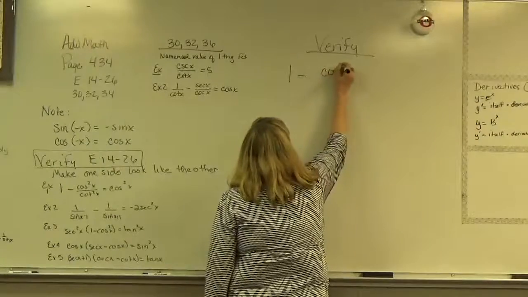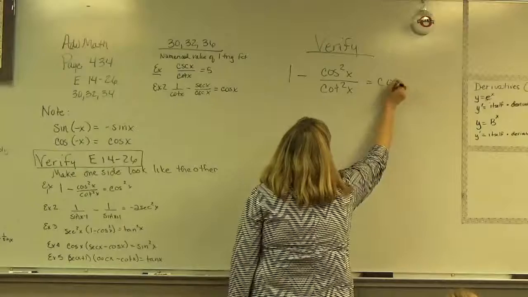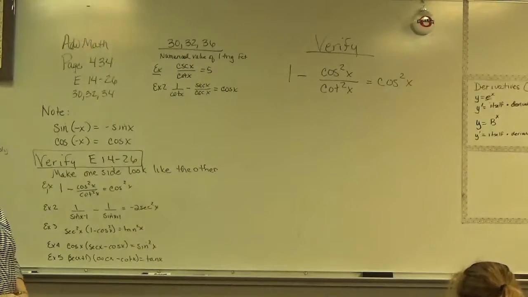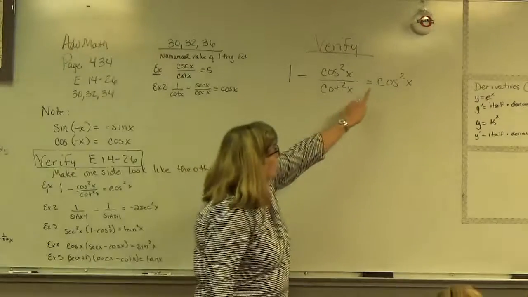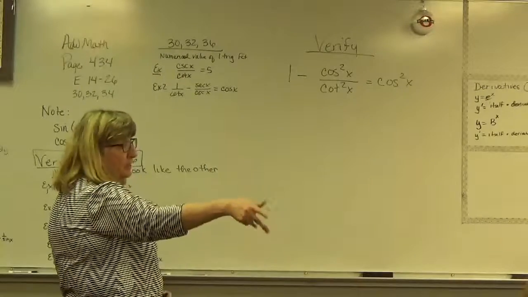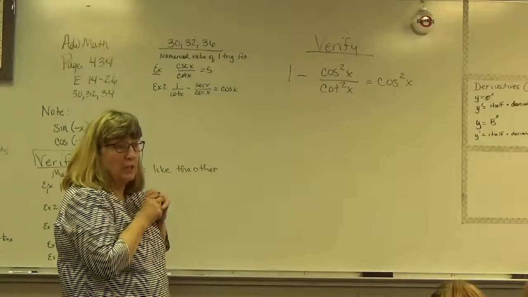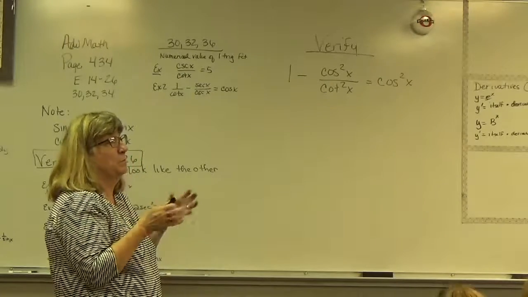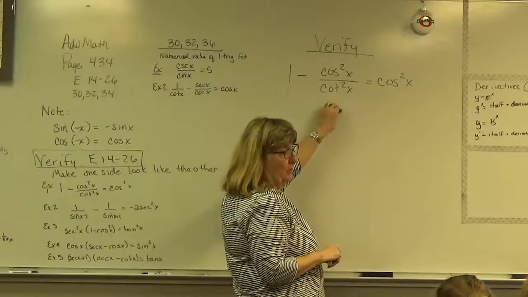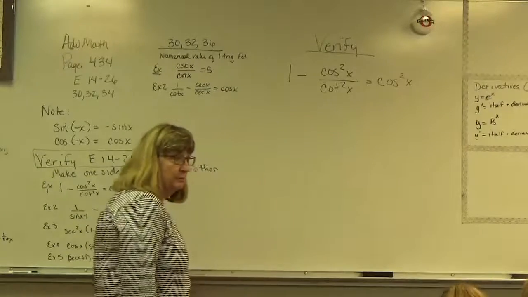1 minus cosine squared of x over cotangent squared of x equals cosine squared. Now, do you notice the difference in what you've been working with? What do we have different? Yep, an equal sign. And I said you can either make the left side look like the right side or the right side look like the left side. Usually how I decide which side to work with is I pick the side that has the most stuff on it, because it's easier to make something bigger become smaller than it is to enlarge. Does everybody follow my motive there?